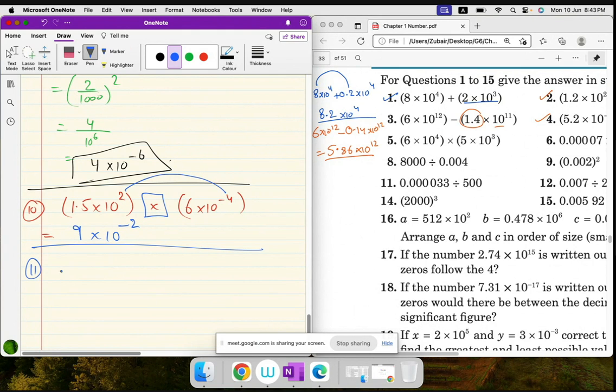Number 11. 0.33 divided by 500. So this will be 6.6 times 10 to the minus 8. Answer is correct. 6.6 times 10 raised to minus 8.